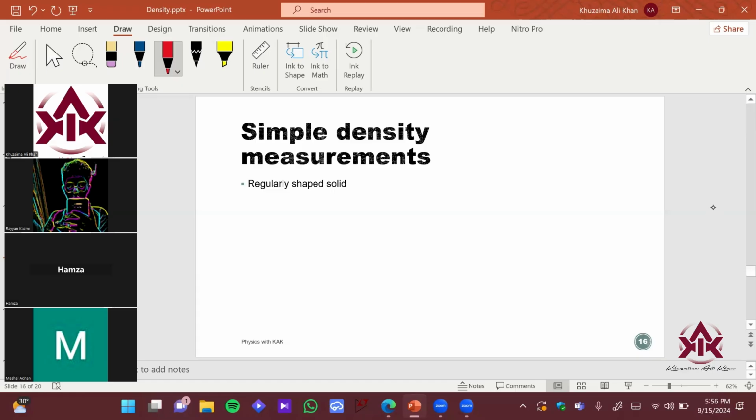So imagine you have regularly shaped solids, right? Let's say you have a cube. You have a cube. It's a regular shape, right?